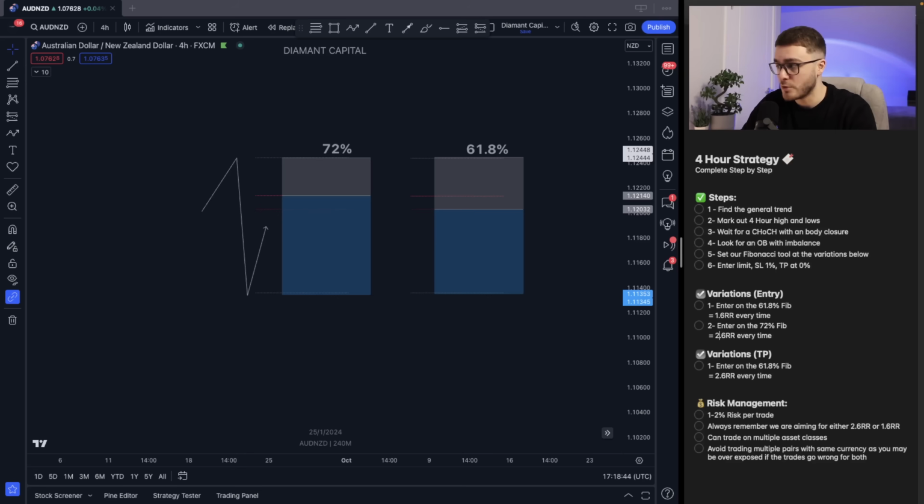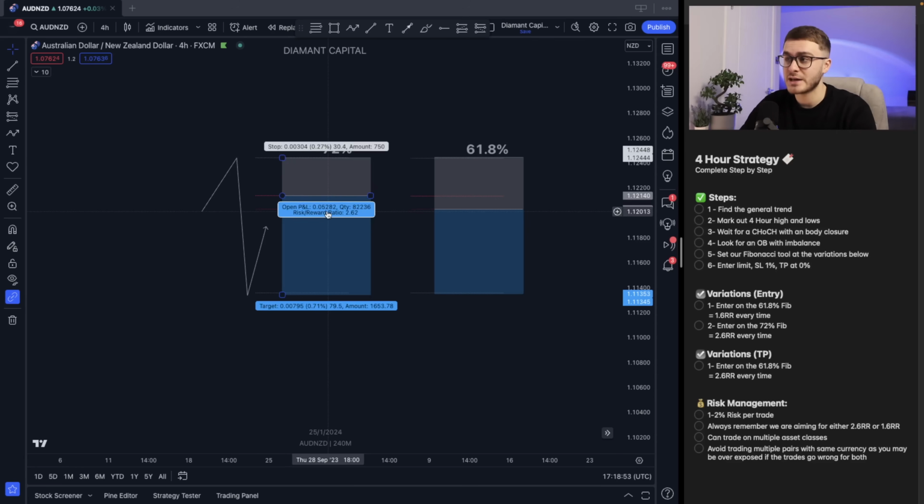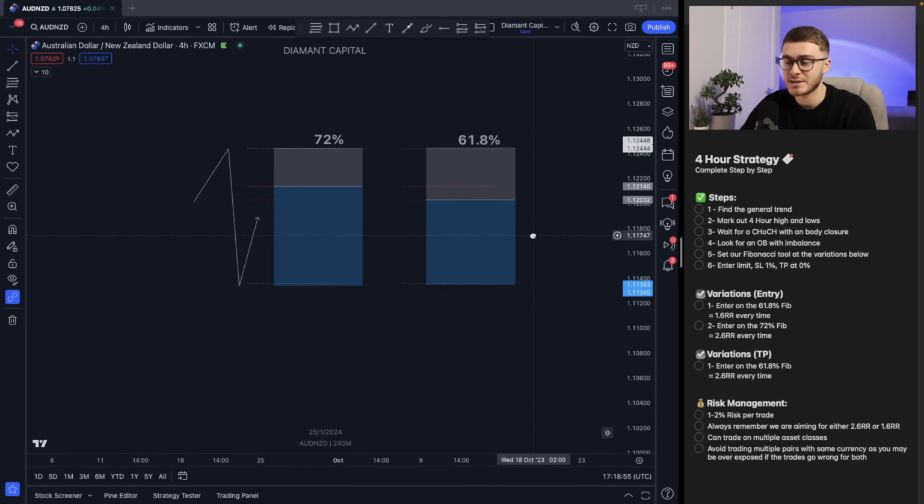Again, it is going to be up to you what you decide to use. For me personally, when I am using this strategy, it is mainly going to be from the 72%, just because that risk to reward is a lot nicer than the 1.6.